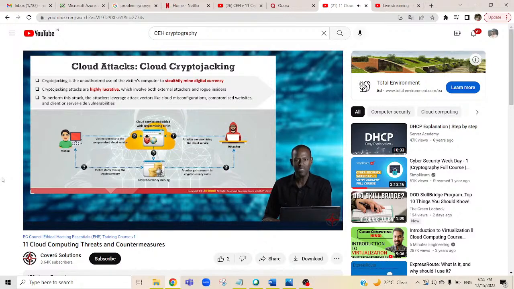And so what happens is the attacker can use many different vectors. For instance, there could be a misconfiguration in the cloud itself. There could be a misconfiguration in the way the cloud is implemented locally. There could be websites that are compromised. There can be client-side or server-side vulnerabilities. But either way, the cloud service is now embedded with a crypto mining script, and over time it begins mining and collecting those little pieces of cryptocurrency.